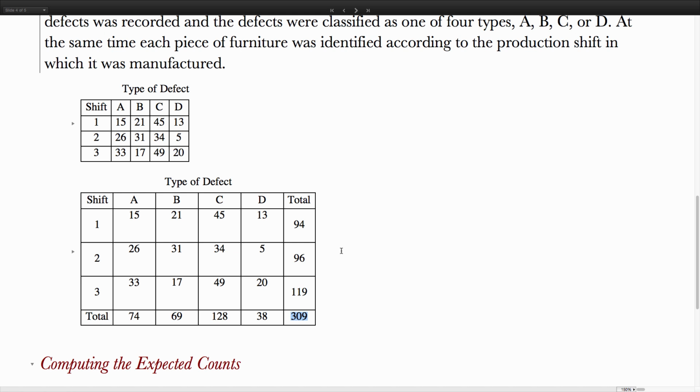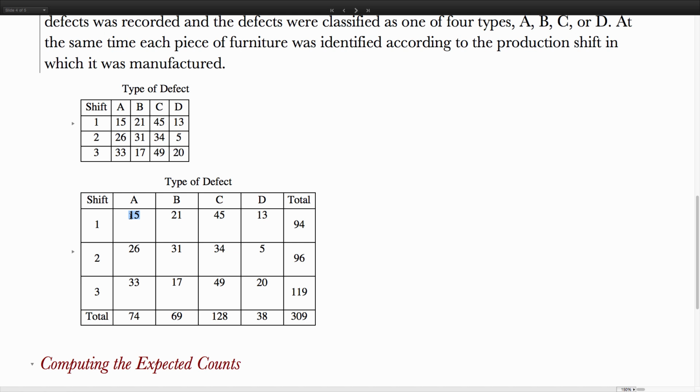Now another thing we want to put in our contingency table, now these are all observed values, right? Another thing we want to do is put our expected counts for each cell, okay? So what is a cell? This is a cell that contains the counts for type A defects in shift 1.